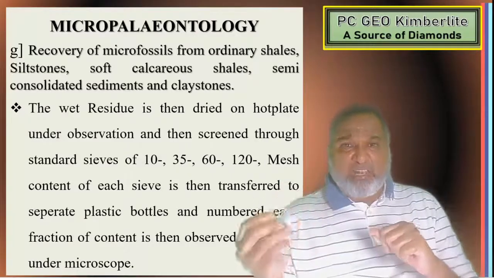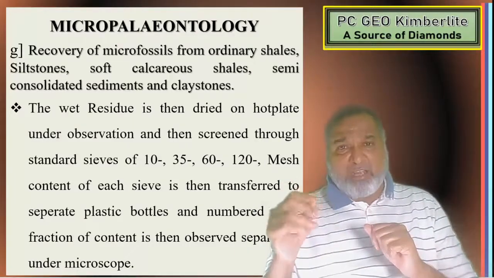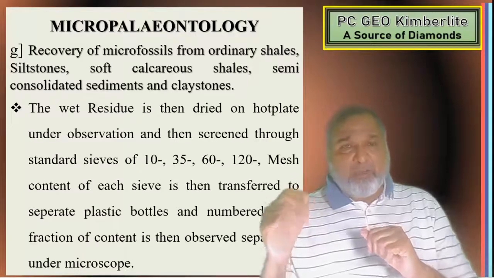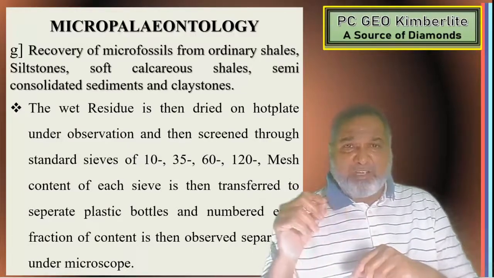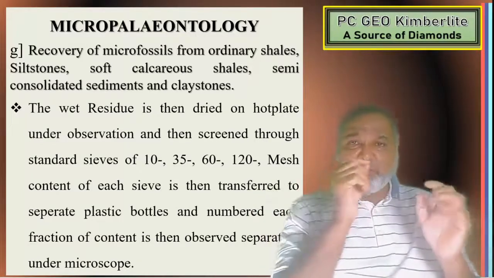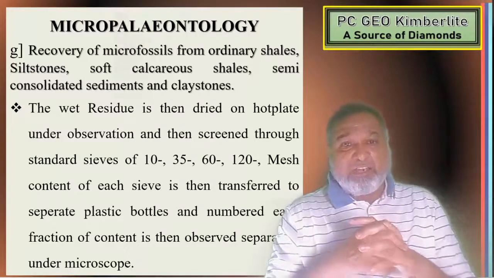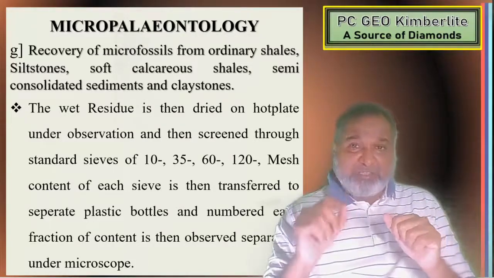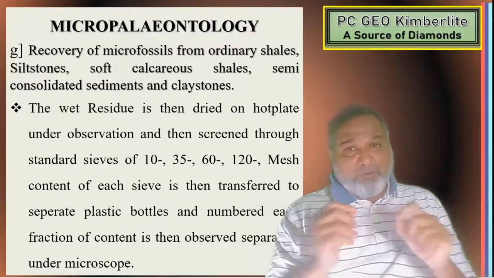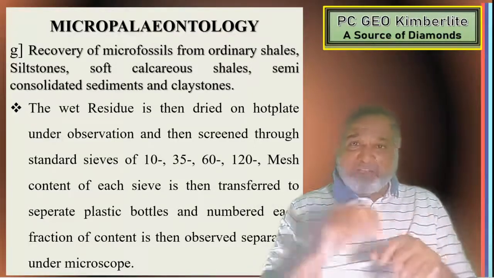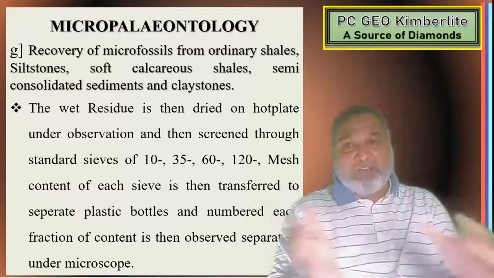Then screen through the standard sieves 10, 35, 60, 120, and the mesh contained in each sieve is then transferred to separate plastic bottles and each fraction is numbered. This is very important. Once you are doing this separation, you can start from 10 or you can start from 120.